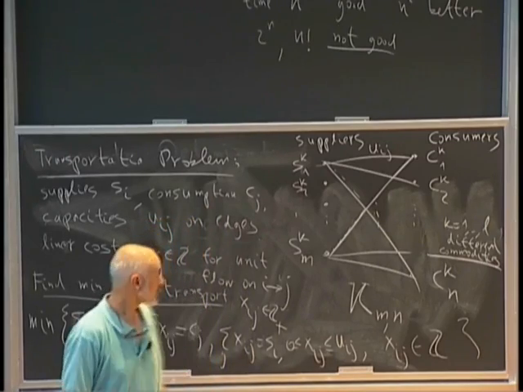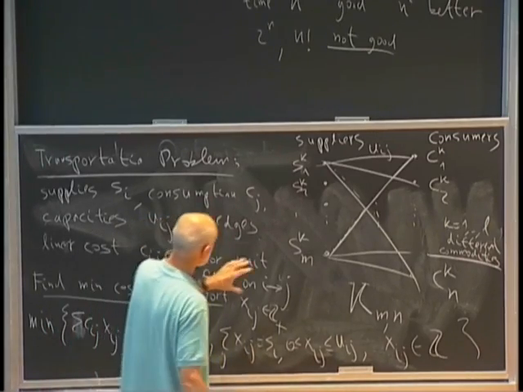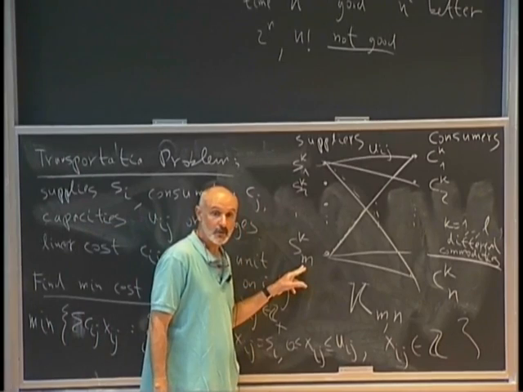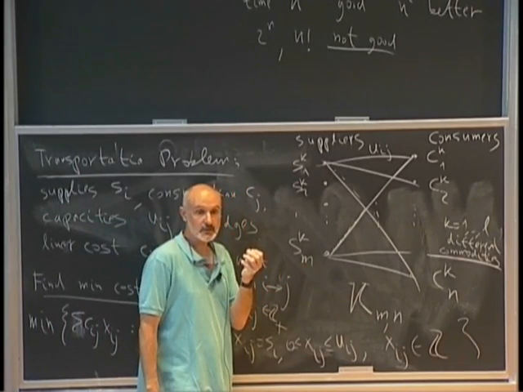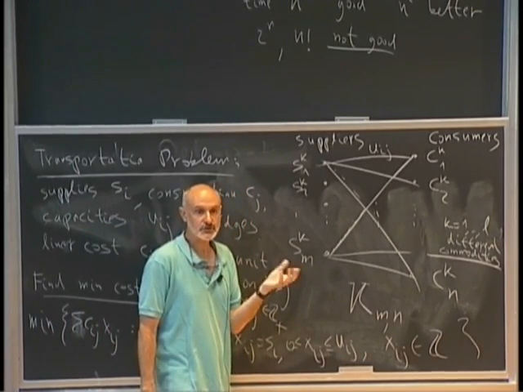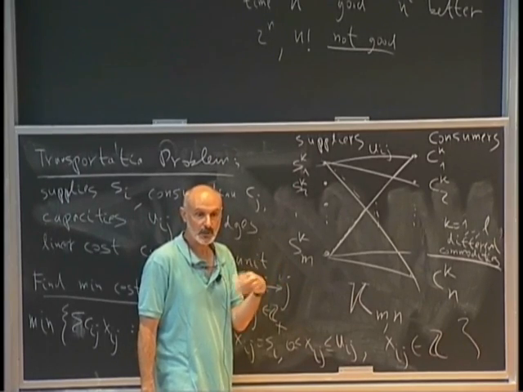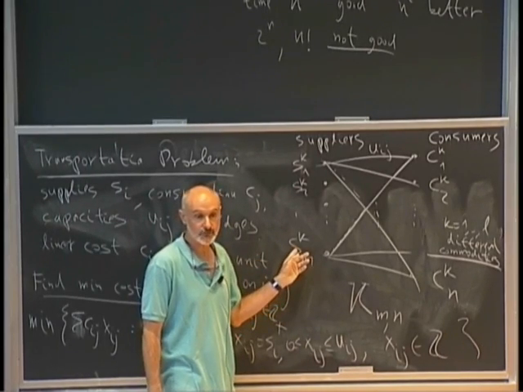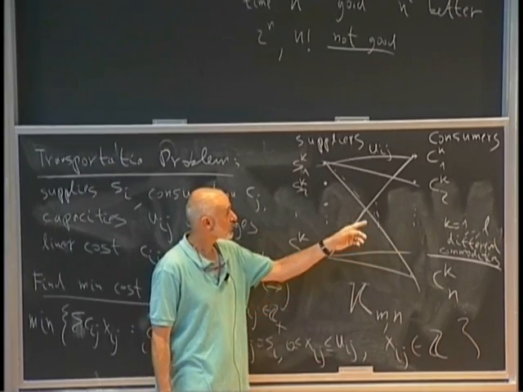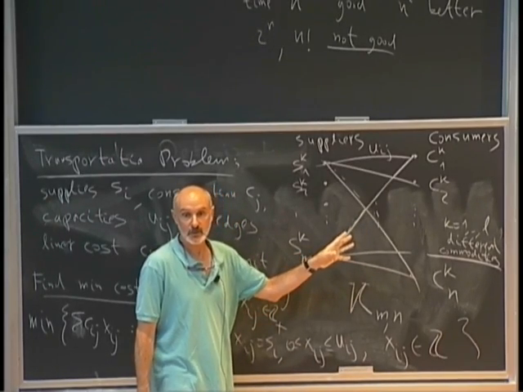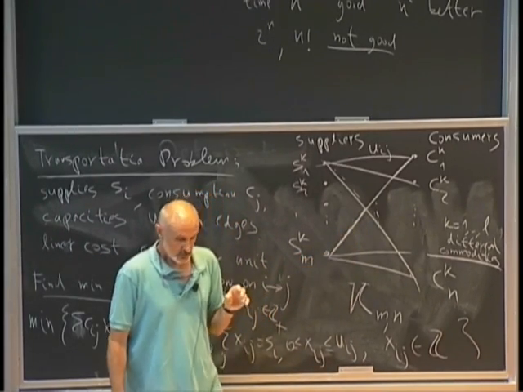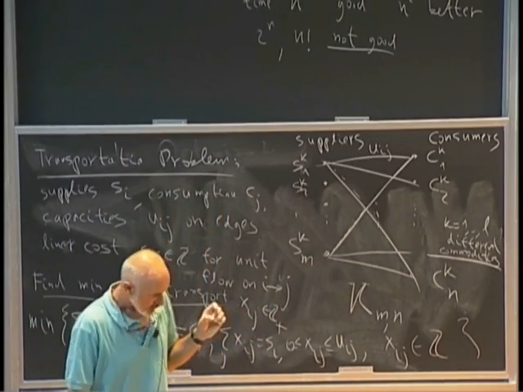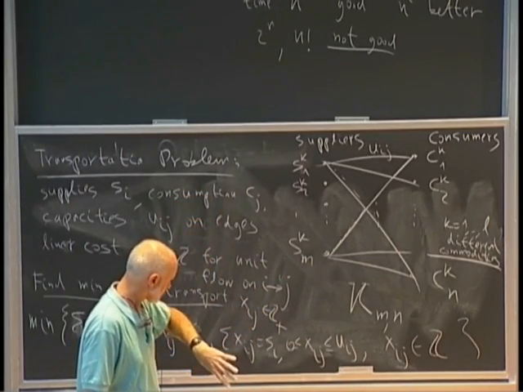So that's a more complicated problem. So each supplier has L positive integer numbers, which tell you what is the supply that he wants to supply in each of the commodities. And the same for the consumers. Is this clear? The objective function, let's talk about the objective function in a second.